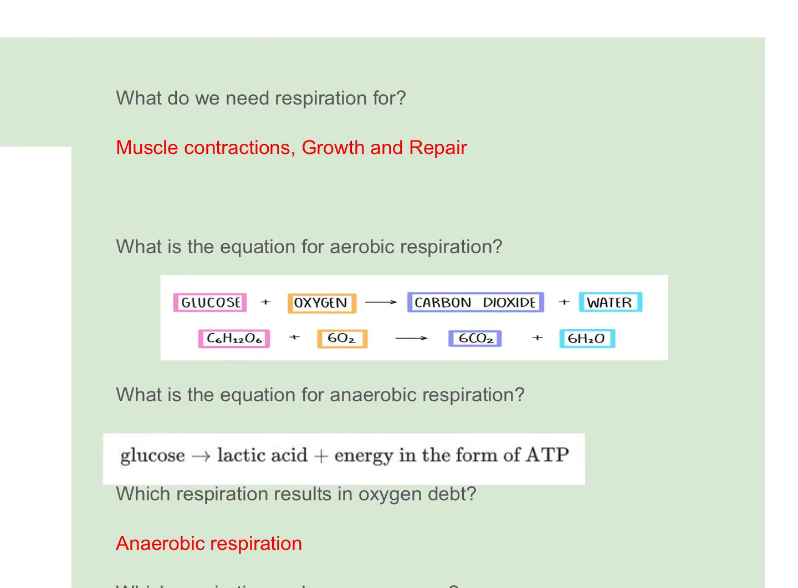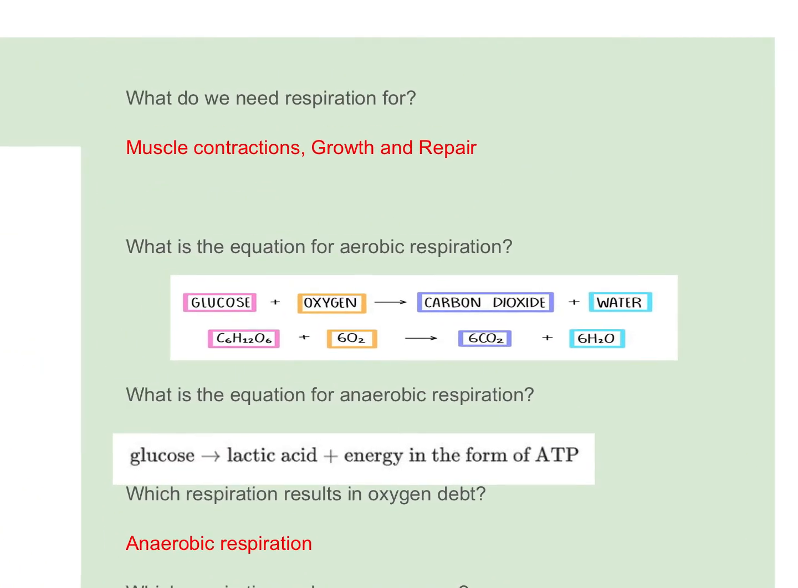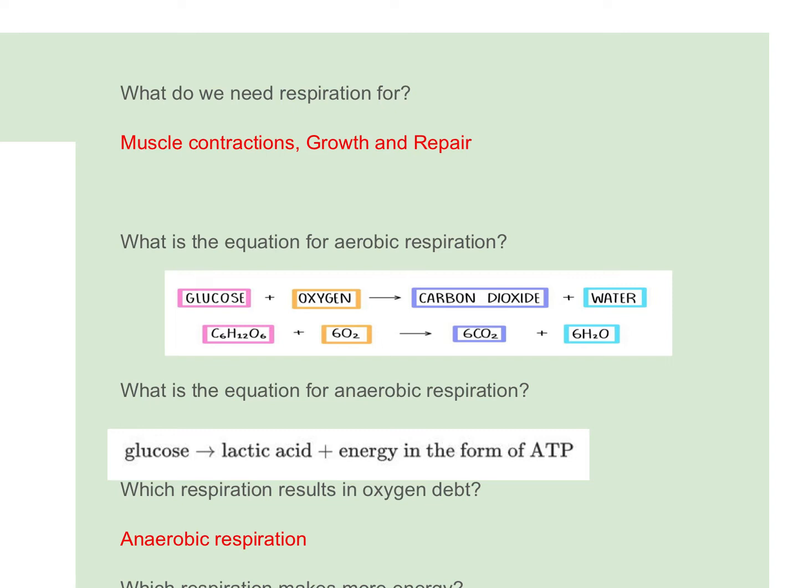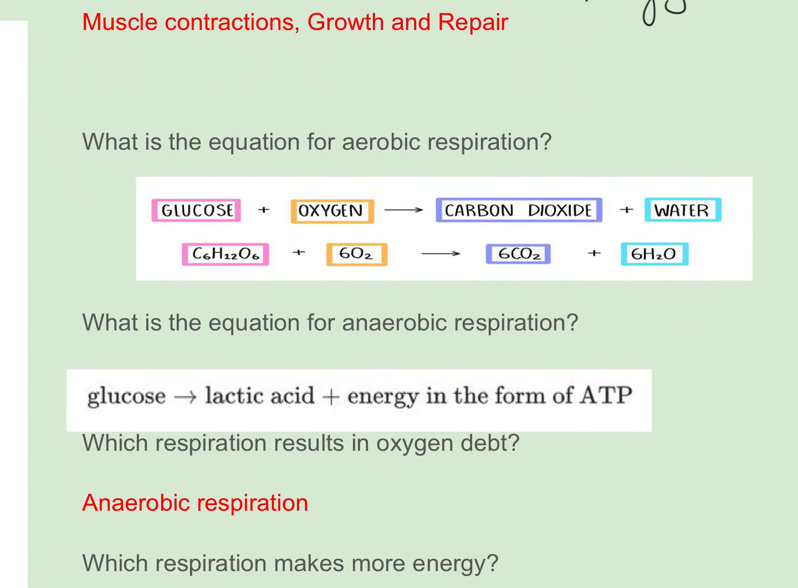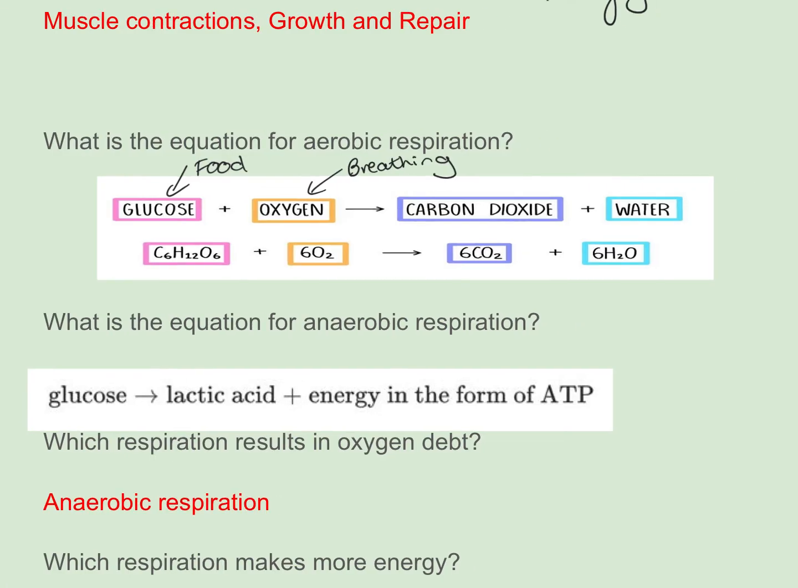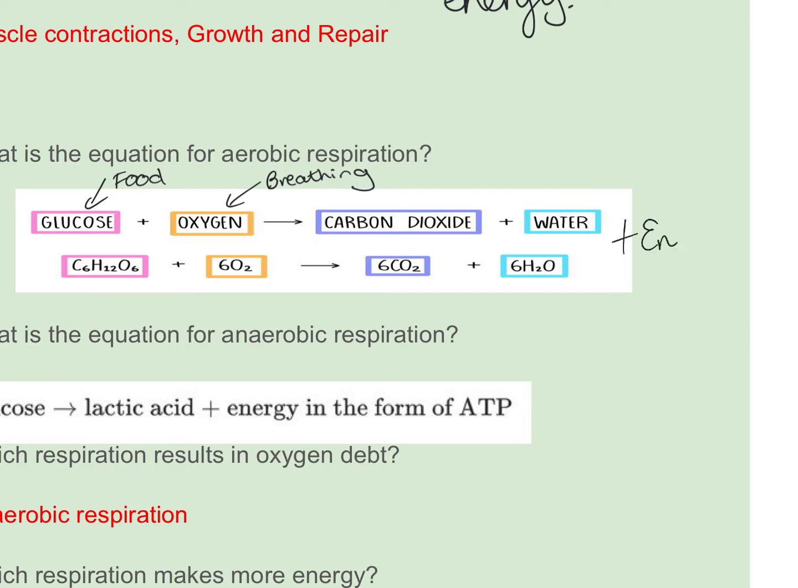What is the need for respiration? For muscle contraction, that requires energy, for growth and repair. So anything that requires energy in our bodies is what we would be using this for, okay? Equation for aerobic respiration, so glucose, that comes from our food, plus oxygen, which comes from breathing in, then carbon dioxide is a waste product, water and energy is the big thing that we make, okay?